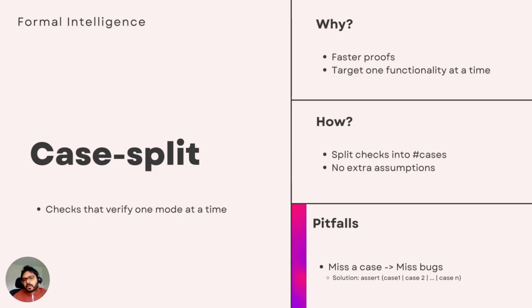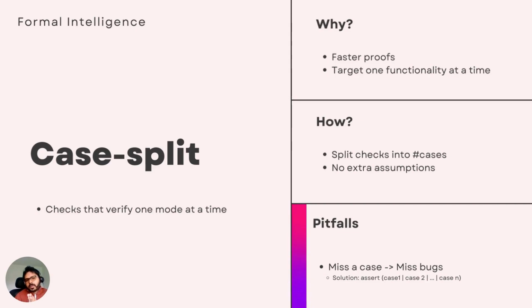An important thing to note here is that we're not adding any extra assumptions, unlike the case of over constraining, where we would add an over constraint, which is essentially an assumption, into the check. That will limit the scope of the entire check itself. So everything is good there.